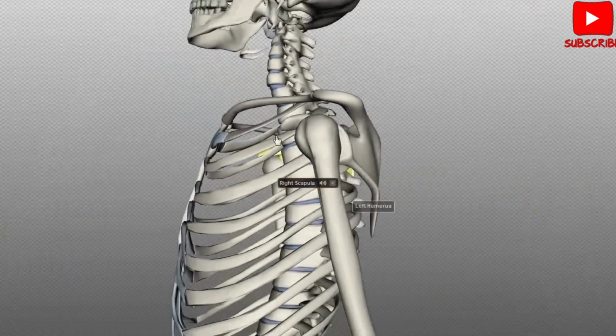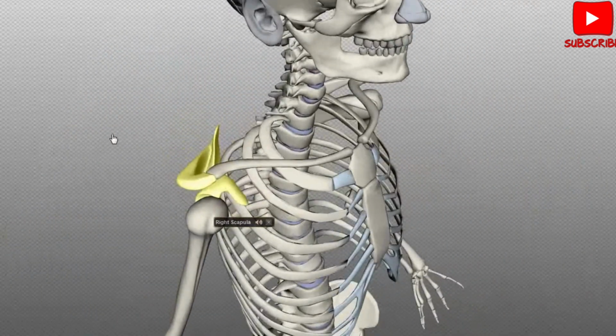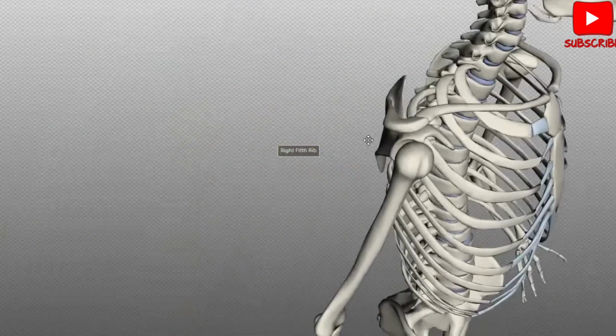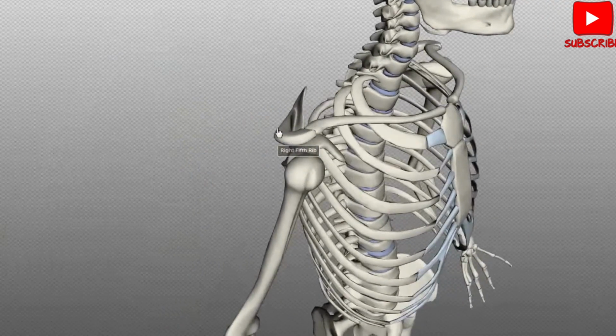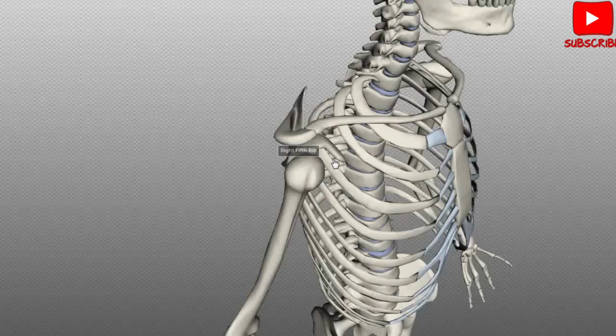So that's the shoulder girdle or pectoral girdle, whichever one you prefer. You've got the clavicle and the scapula, and you've got the various different features of the scapula that are important to be aware of: different processes and the surfaces, angles, borders and that kind of thing.